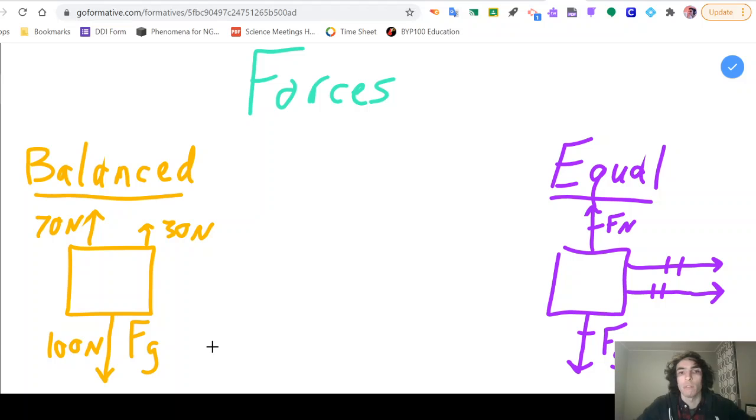But this is just a very quick, hopefully clear demonstration of the difference between forces being balanced and forces being equal.